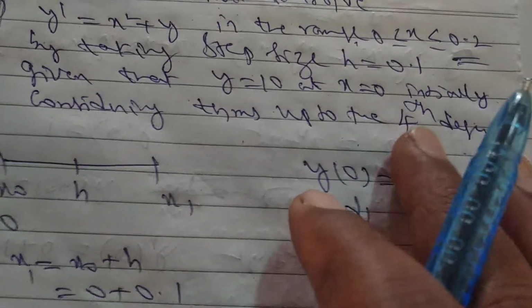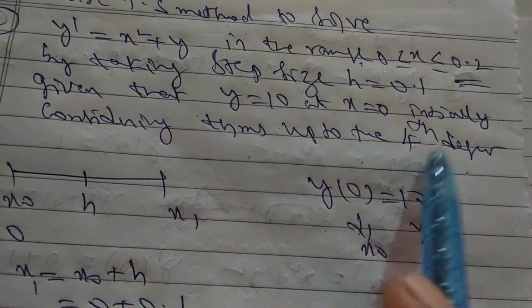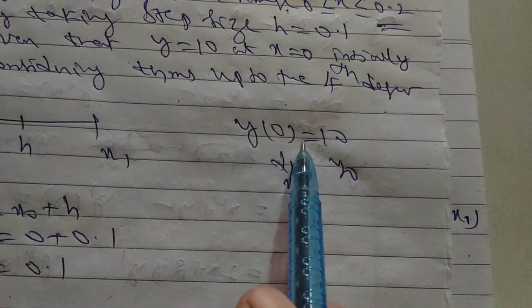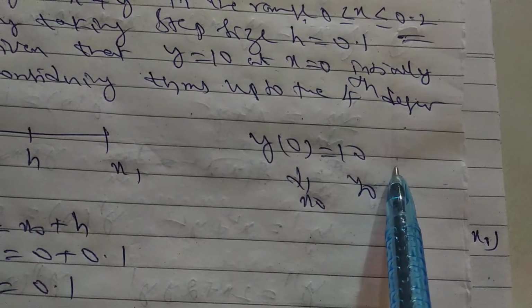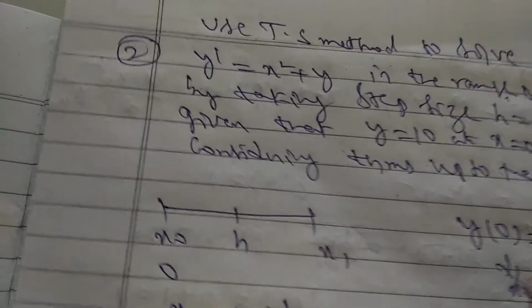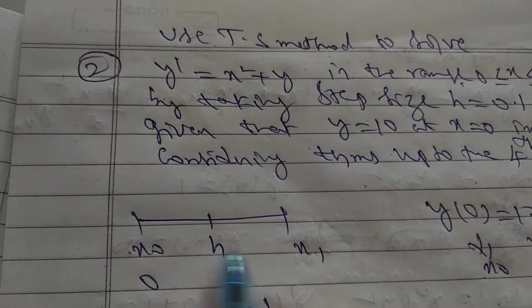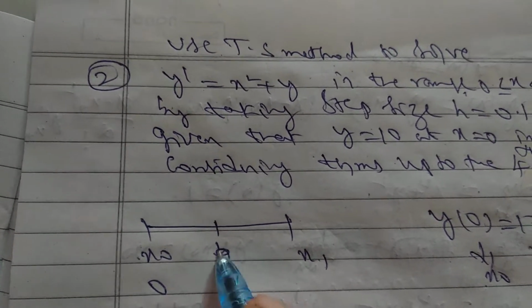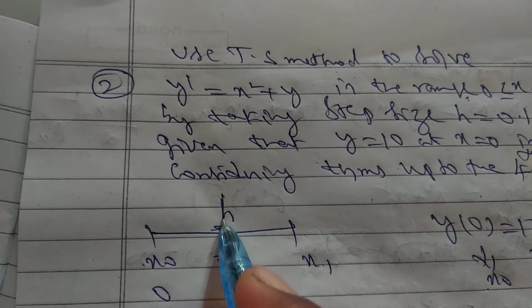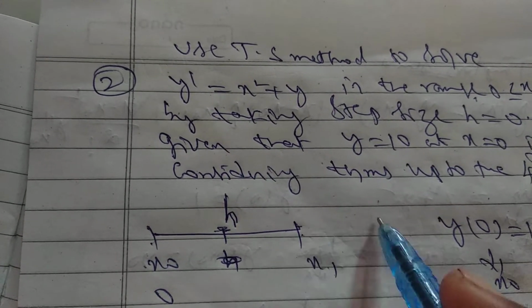So what is the meaning of this? Y is equal to 10 at x is equal to 0 initially means it is an initial value problem. So this can be written as y of 0 is equal to 10. Y of 0 is equal to 10 means x naught is equal to 0 and y naught is equal to 10. So here you have to write x naught, x1, and the step size h between x naught and x1. Similarly we can write x2 also.